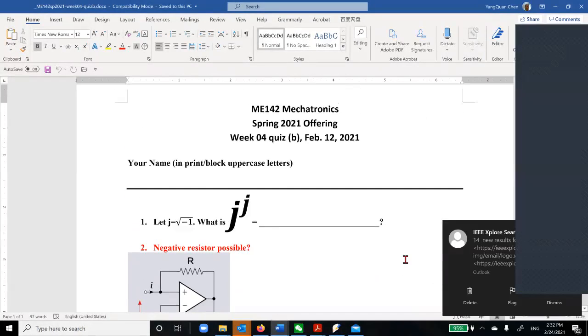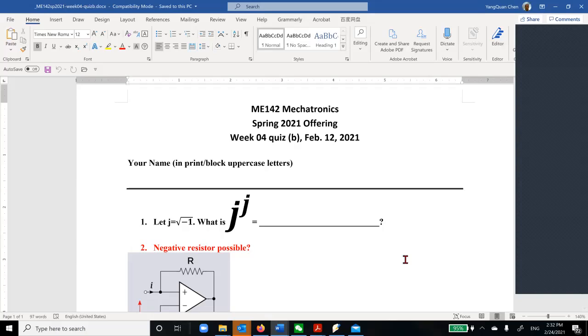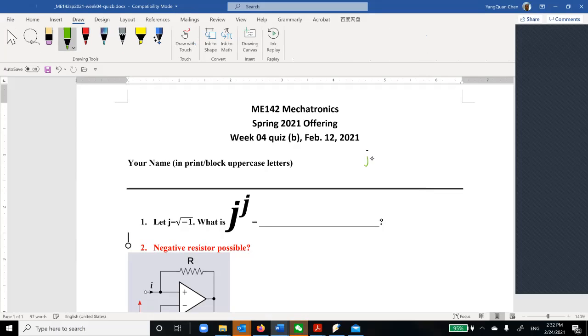So I'm going to walk you through week number 4 quiz B. Okay, I think the quiz A we went through before. So today I'm going to walk you through on this one. And do you guys know what's this? You know that, right? So J equals, interesting. Let me do the red one. J is what?